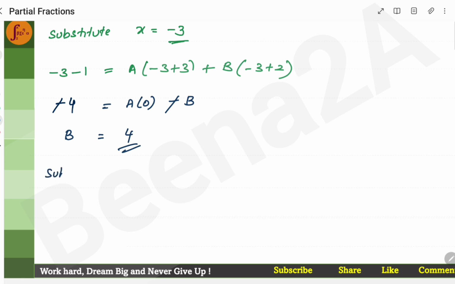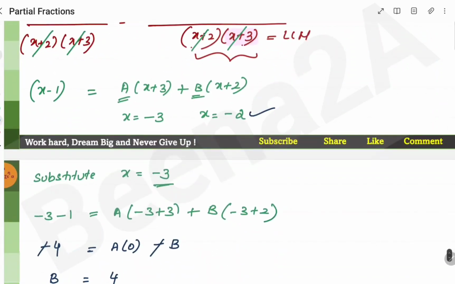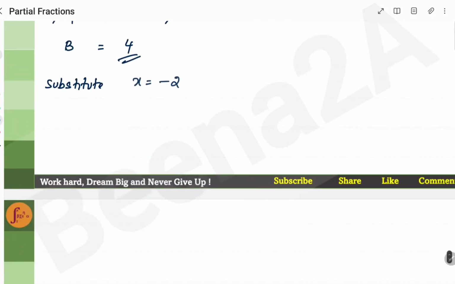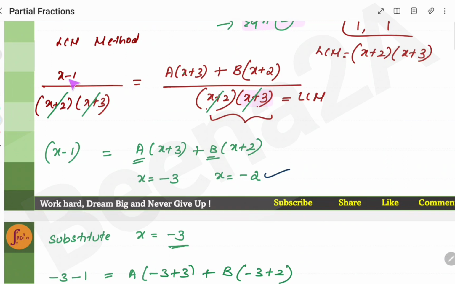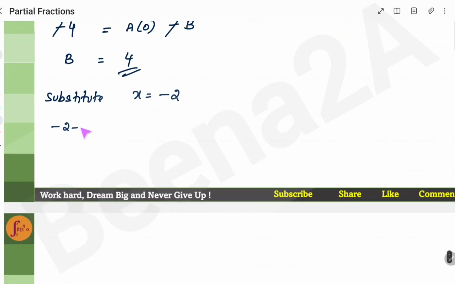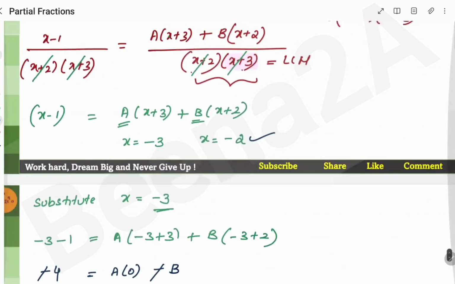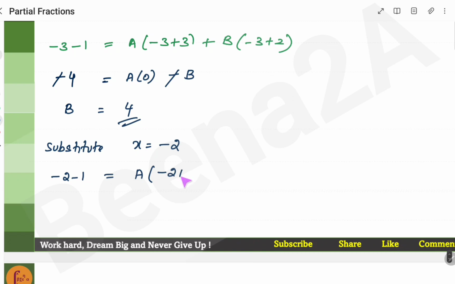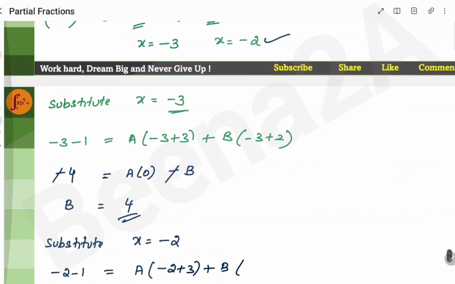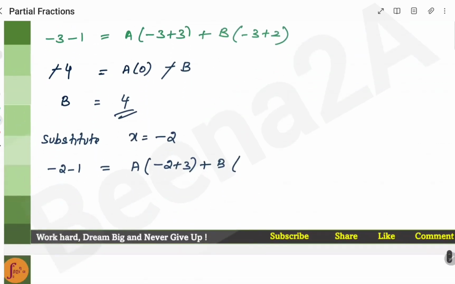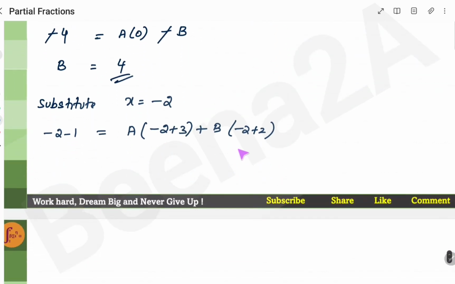Now let's substitute x is equal to minus 2. Everywhere wherever x is there, I'll put minus 2. So I'll get minus 2 minus 1 is equal to a into x plus 3, so minus 2 plus 3, plus b into x plus 2, so minus 2 plus 2. So this will become 0. This will become 3 minus 2 is 1a. And this will be minus 3. So therefore a is equal to minus 3. Right? We got value of a, we got value of b.